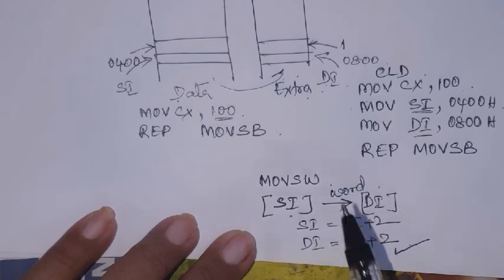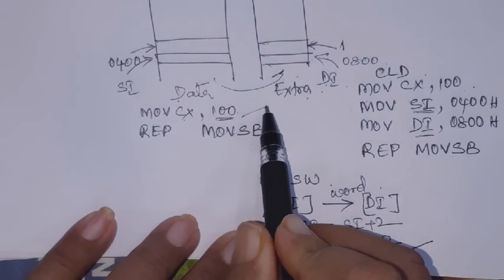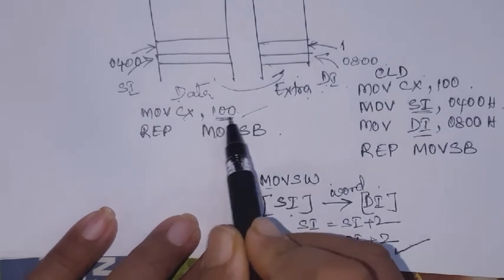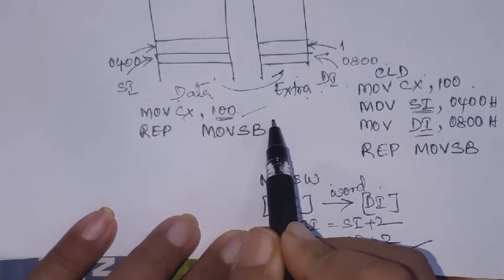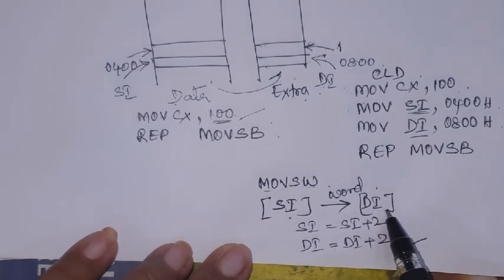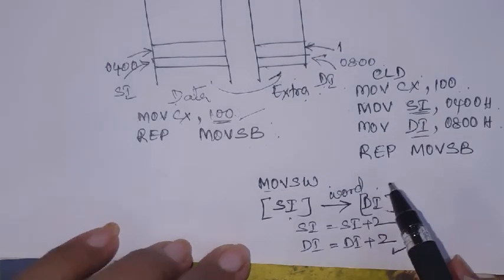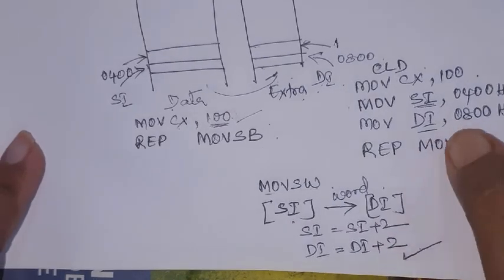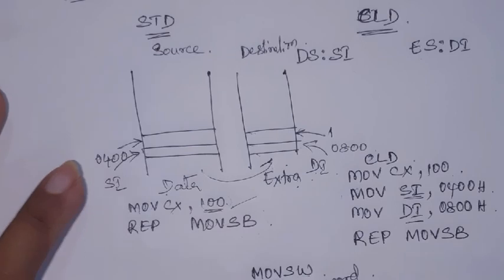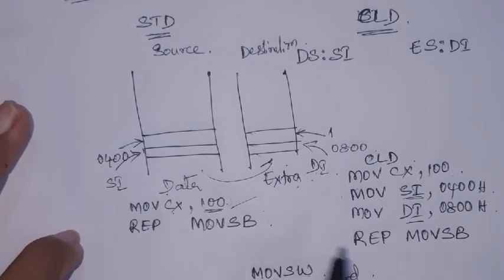So if 100 bytes are to be transferred and we are using move string word, then the count must be half of this, 50. A count of 50 is enough to transfer 100 bytes because word transfer is carried out here. So this is about the move string byte with repeat prefix. We'll see some more string instructions in the next video.